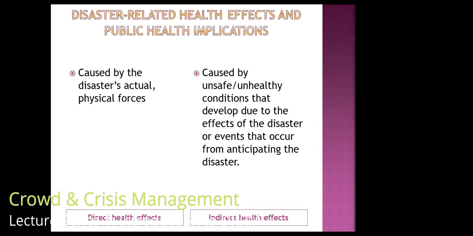So I have here examples of direct health effects. For example, drowning during a tsunami or injury caused by flying debris during a hurricane or tornado. These health effects typically occur during the event. Some indirect health effects may appear until several weeks later, while other indirect health effects might occur immediately after or even prior to the disaster.